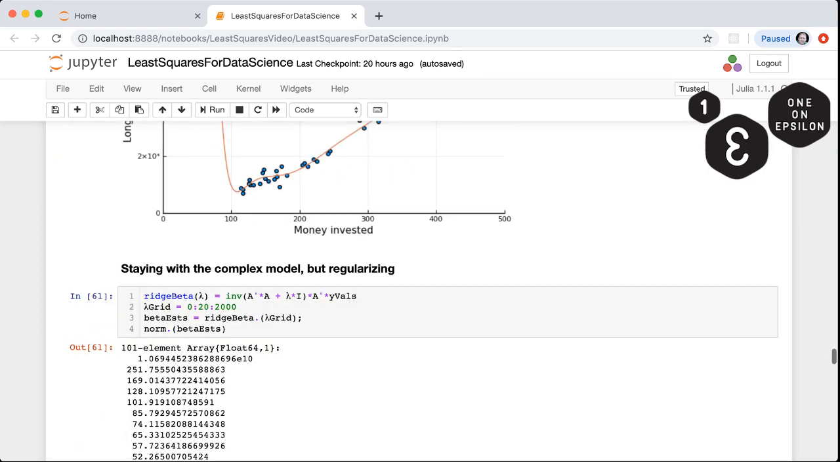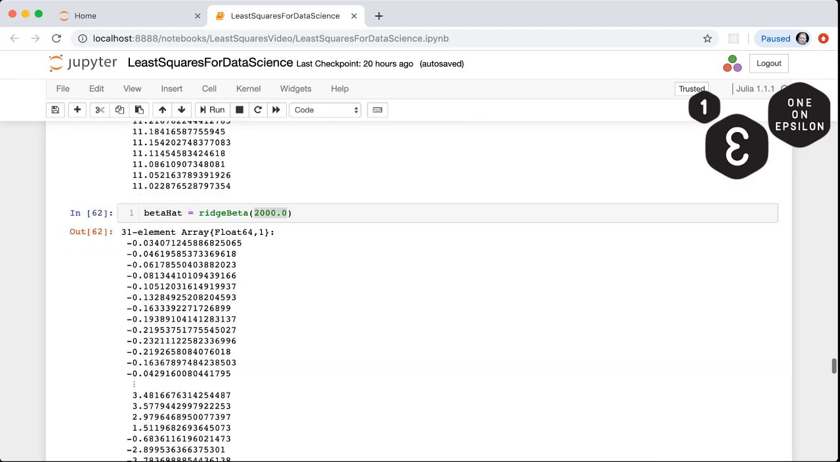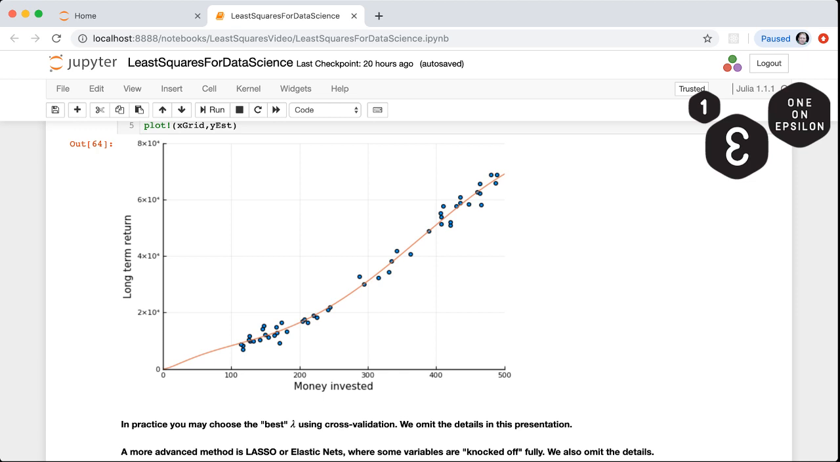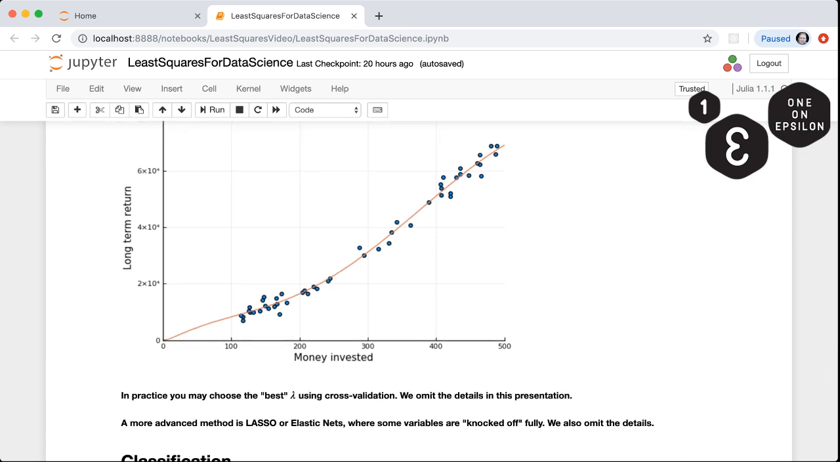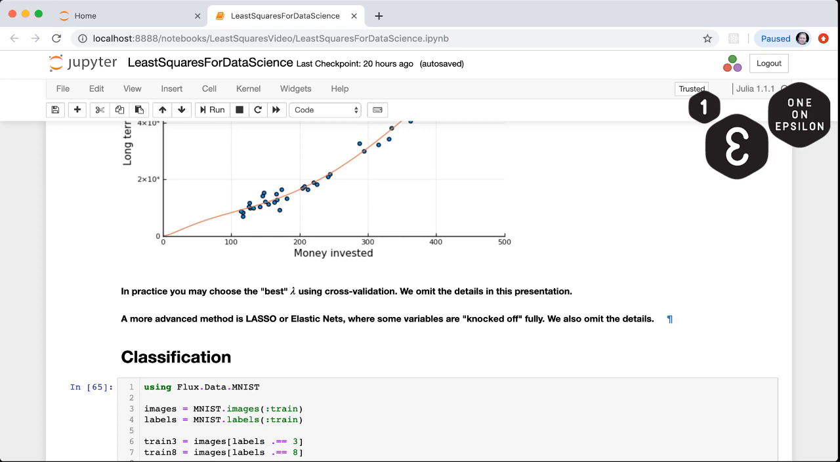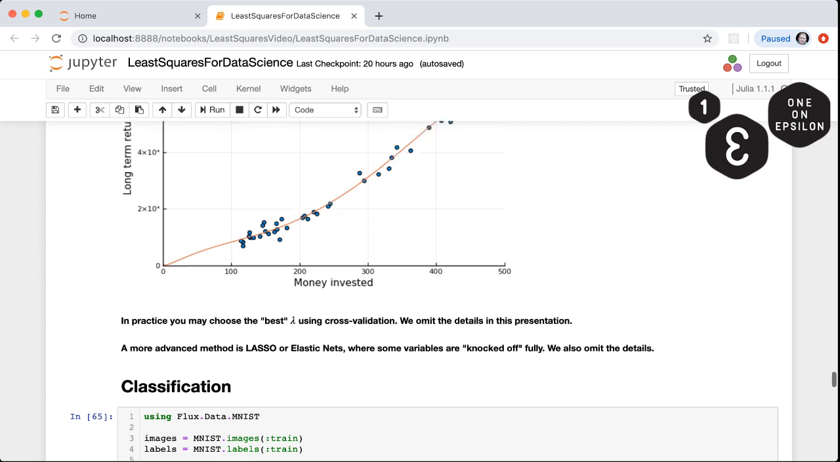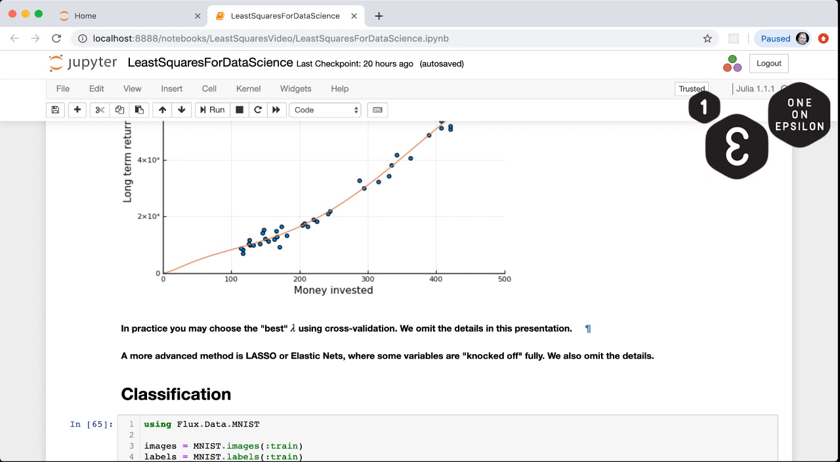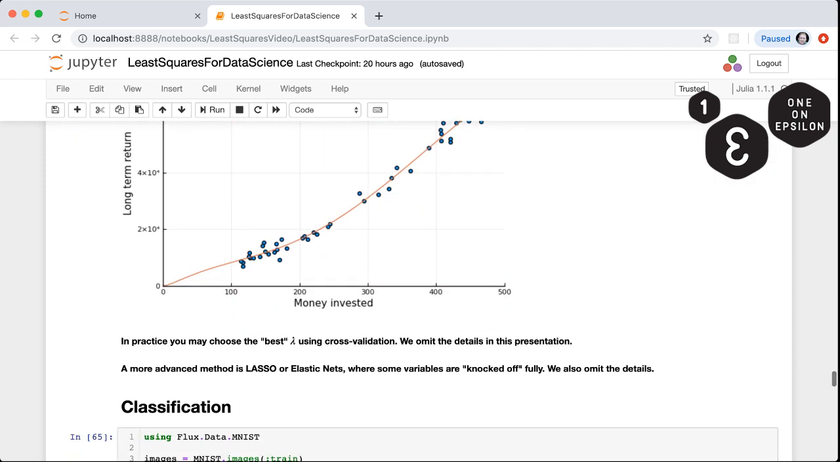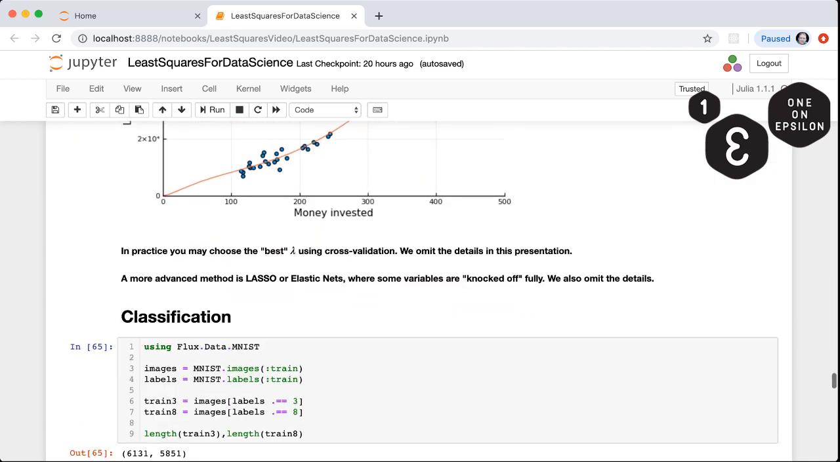In general, we've decided to fit this problem with a two-complex model, but this shows you how regularization works, and this is a regularized solution. In practice, how do you choose what lambda to use? Well, you might use a method such as cross-validation. There's also another method called lasso, which does regularization by actually knocking off variables completely. Here we've just reduced the value of coefficients or variables to almost zero. And there's also elastic net, which is a combination.